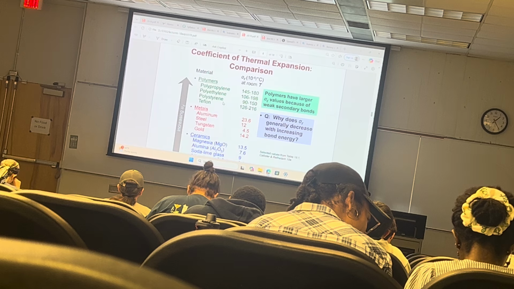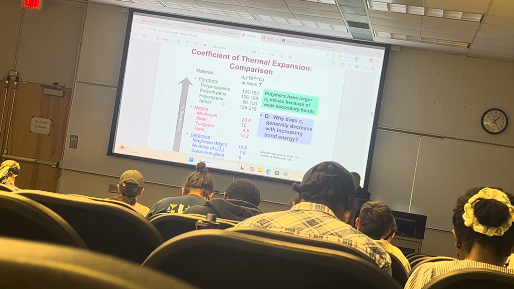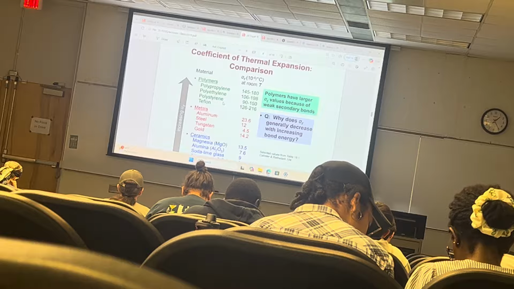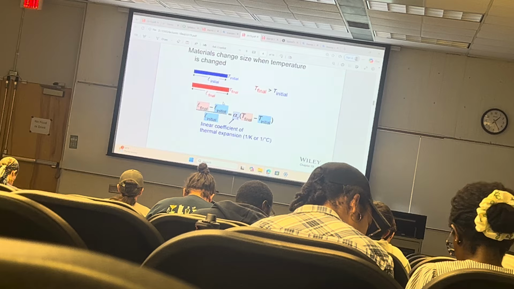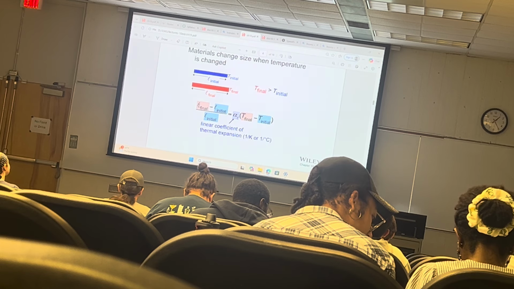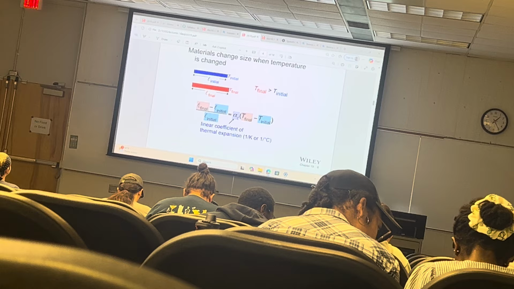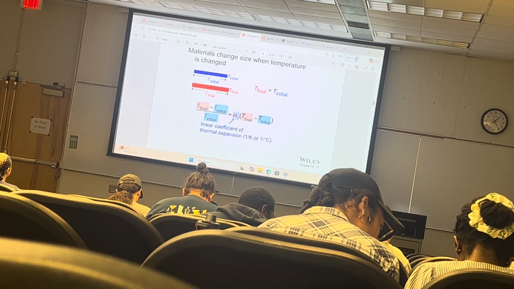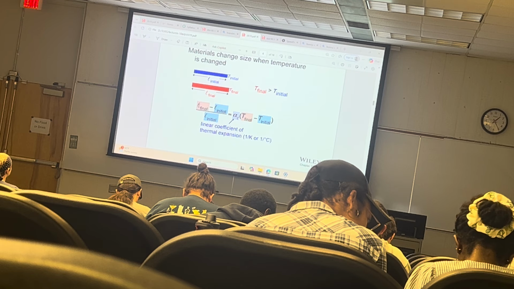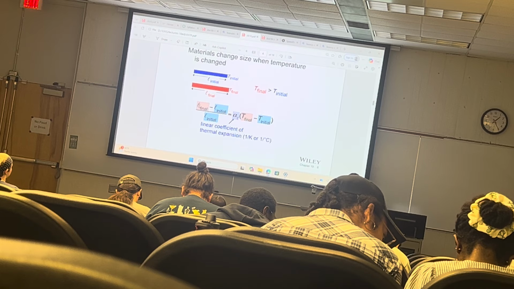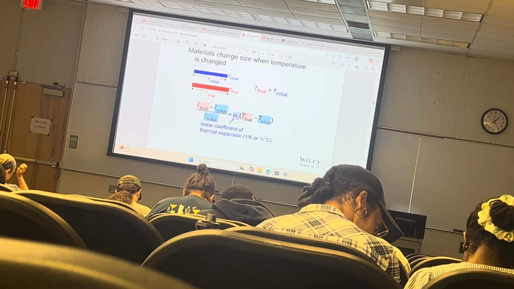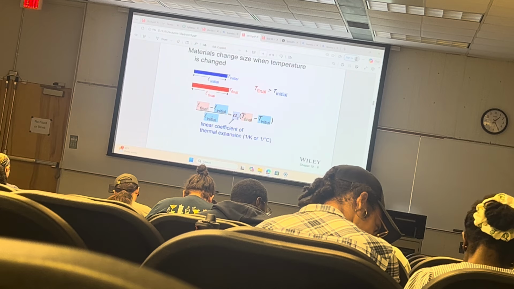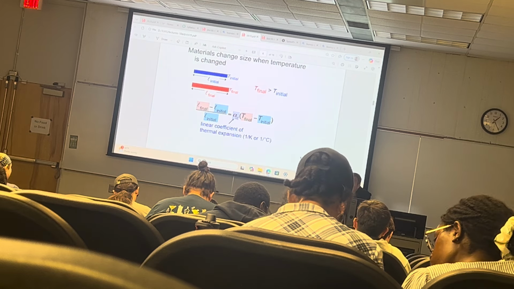Coefficient of thermal expansion does not have the units. Or does it? Let's look at the formula. What are the units of length? What do you measure length in? Meters. Okay? So if you take meters and you subtract meters, what do you get? Meters. And then if you take meters and you divide it by meters, what do you get? No units. Okay. This is the thermal expansion coefficient.